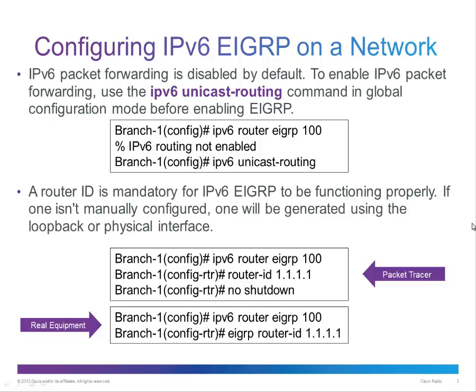Notice the difference in commands when using real equipment. You enter the IPv6 router process ID number, followed by the router ID command. When using real equipment, you can use either the EIGRP router ID command or just router ID with the address. When you issue the show run command, it will display the router ID with EIGRP before it. Let's go ahead and configure Branch 1 in Packet Tracer with IPv6 EIGRP.